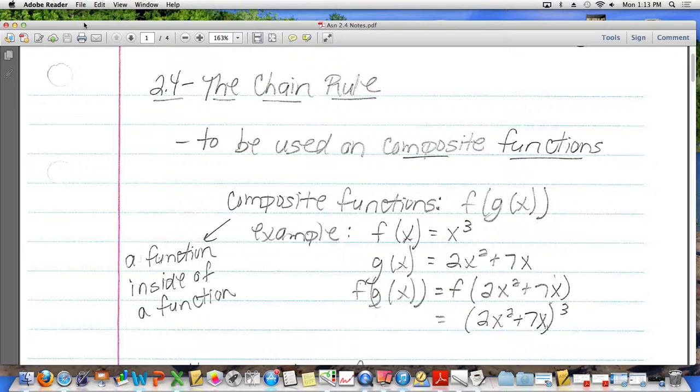Right, so today we're starting section 2.4, called the chain rule. This is a new technique that you can use to find derivatives. We've talked about the product rule and the quotient rule. Today we're going to talk about this cool thing called the chain rule. Well, maybe it's not cool, but we'll see.